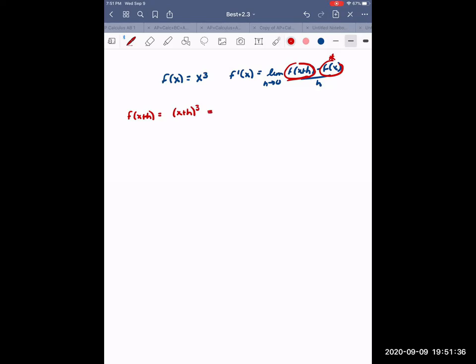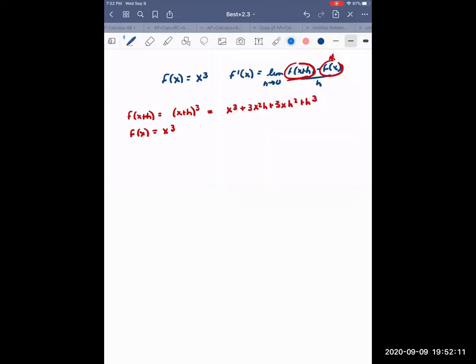And what that is expanded is x cubed plus 3x squared h plus 3xh squared plus h cubed. Okay, I'm using a binomial expansion in Pascal's triangle. I've memorized this from, you know, a billion years of using it, so it's really easy for me to expand out. f of x is just f of x. So again, f of x is just x cubed. Now let's put it in the formula.